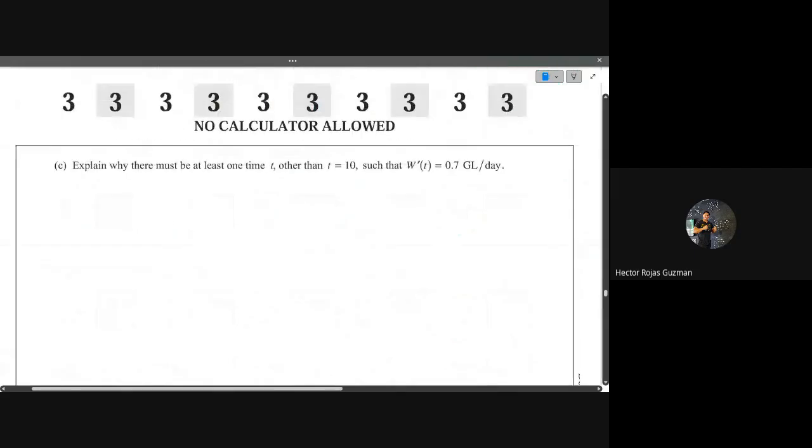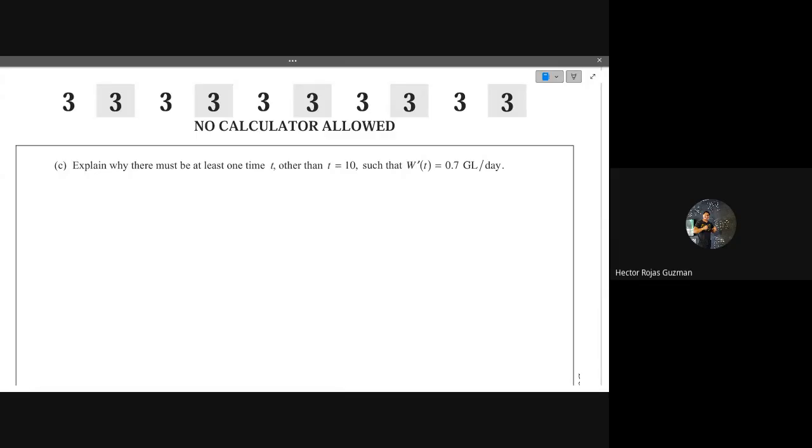C. Explain why there must be at least one time other than T equals 10 such that W prime of T is 0.7. So if you look at your table, we actually have that W prime of 10 is 0.7. That's why they're saying that there has to be at least one other time. So the first thing you have to do is say that W is continuous.